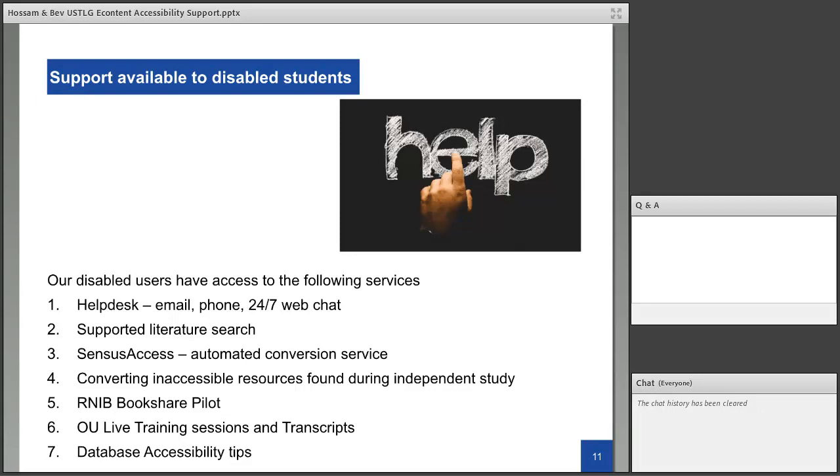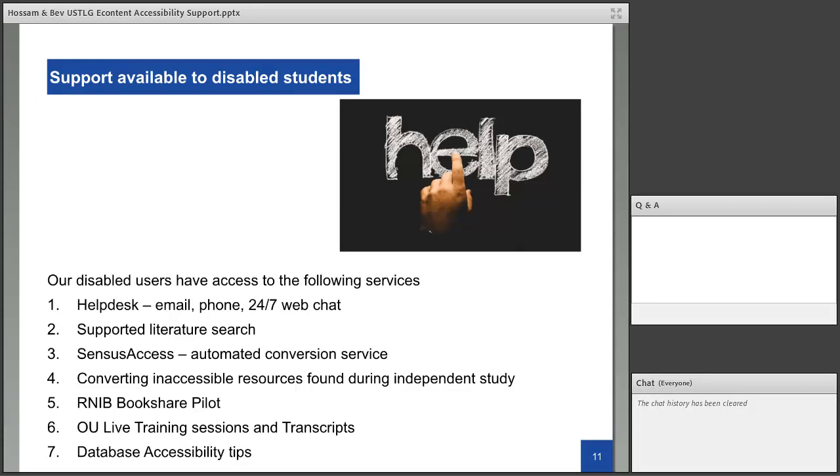If the materials we found for them, or that they found by their independent work, are not accessible, then there are two things they can do. We have a service called Census Access, and I'm not sure how many of you have heard of it. It's a self-service, online-based system where you can put in the inaccessible document or website and then choose which format you want it in. It could be a Word document, an accessible PDF, or even an audio format, and it will send it back to you within 15 minutes, converted to an accessible format.